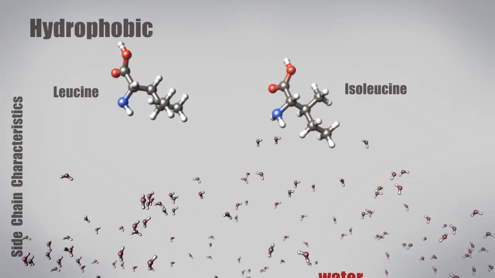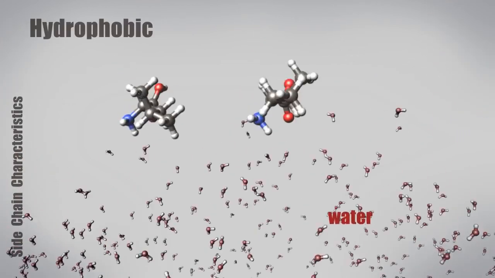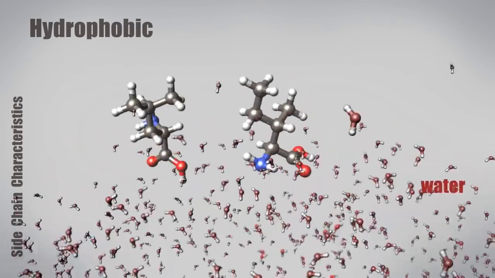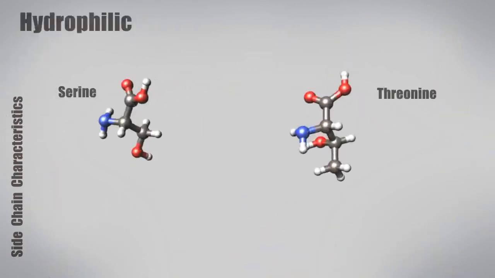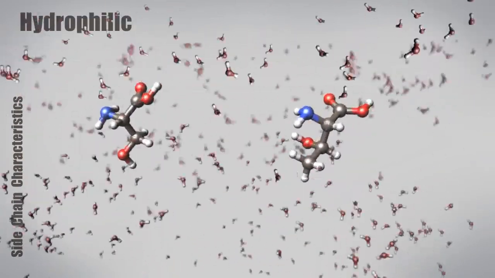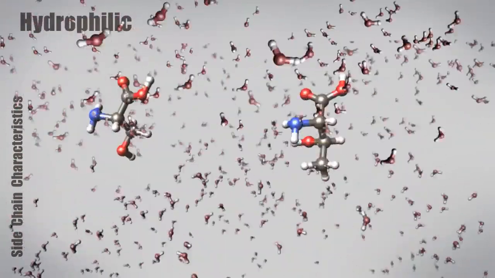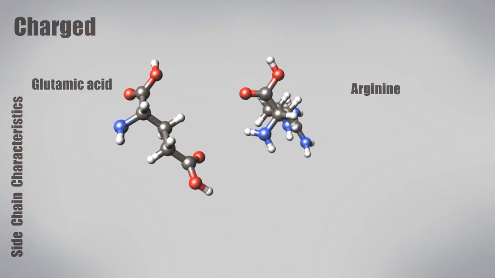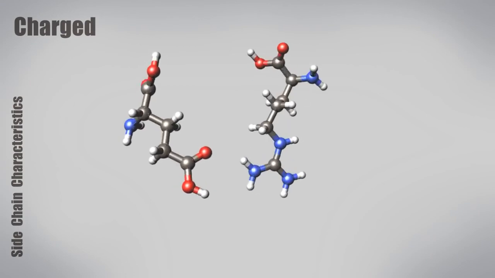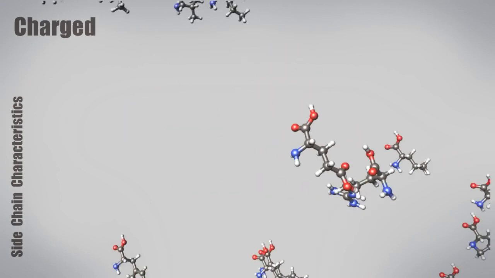Hydrophobic amino acids, such as leucine and isoleucine, have carbon-rich side chains, which don't interact well with water. Hydrophilic amino acids, such as serine or threonine, interact well with water. Charged amino acids like glutamic acid or arginine interact with oppositely charged amino acids or with water.